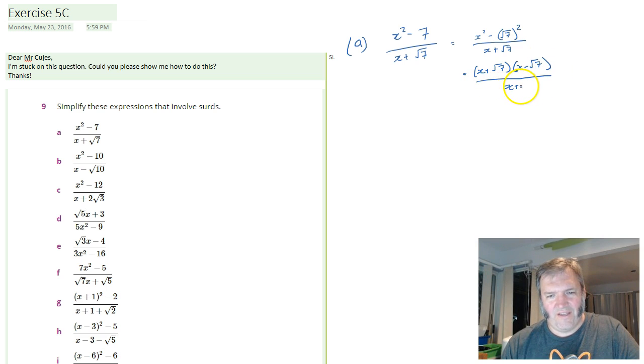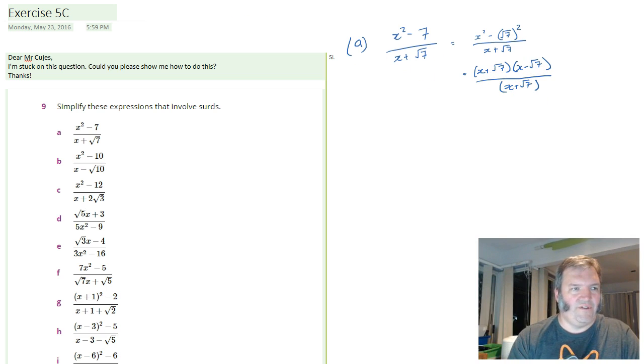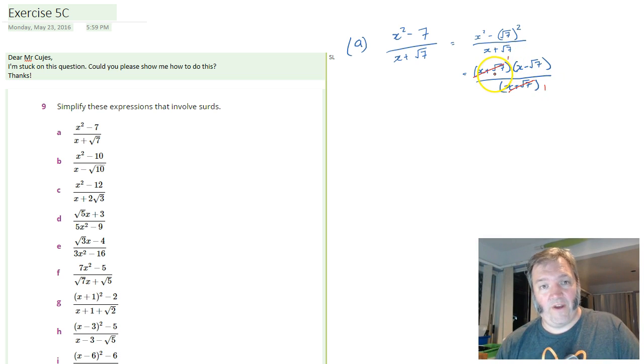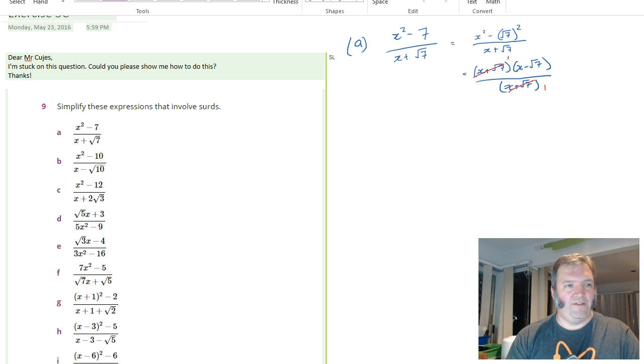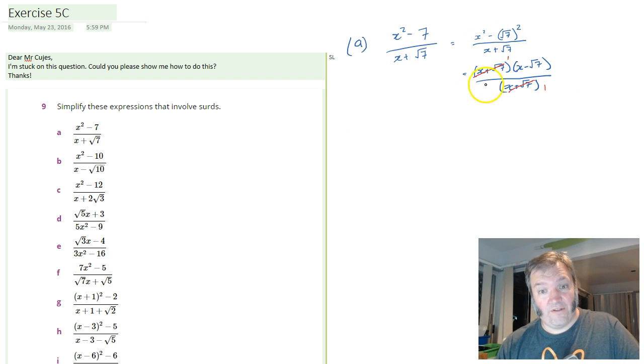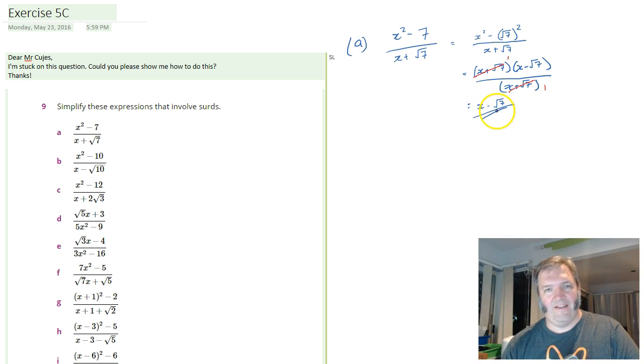And what do you notice? There is, of course, a common factor there. Look at that. x plus root 7 on the top, x plus root 7 on the bottom. That's like 1 over 1. That's an equivalent fraction, isn't it? You remember you can always simplify as long as you're cancelling common factors. So I factorise the top, I've got common factors, and there's my final answer: x take root 7. Done. Nice and easy, isn't it?